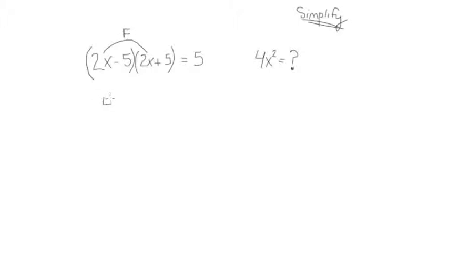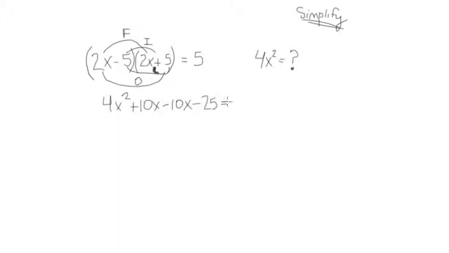2x times 2x is 4x squared. Then 2x times 5, those are the two outer terms. So 2x times 5 is plus 10x. And then negative 5 times 2x, that's the inner two terms from FOIL. So negative 5 times 2x is negative 10x. And then lastly, negative 5 times positive 5, that's the last two terms here. Negative 5 times positive 5 is negative 25.